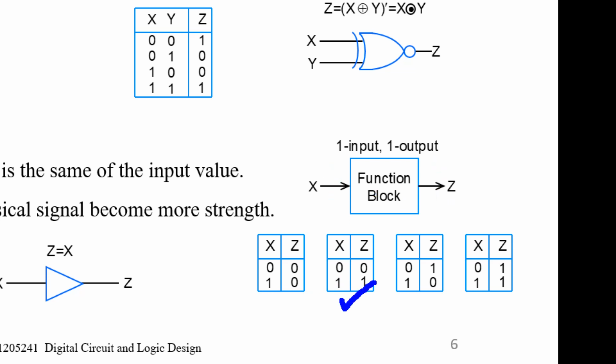The third function: if you apply 0, output is 1. Apply 1, output is 0. Invert, right? And the last possible function is 1, 1. Namely, the output will always be 1, even if x is 0 or 1. So there are 4 possible functions.